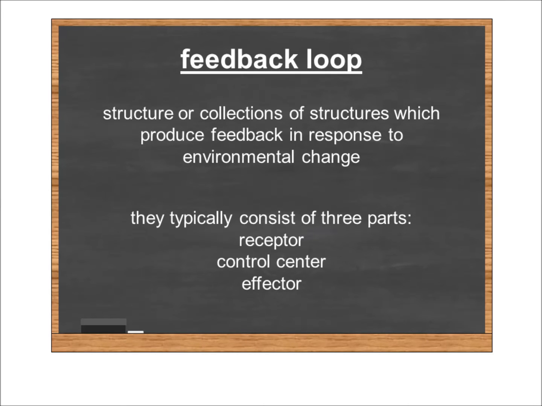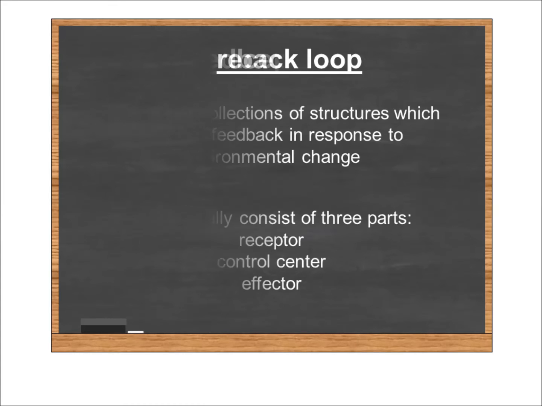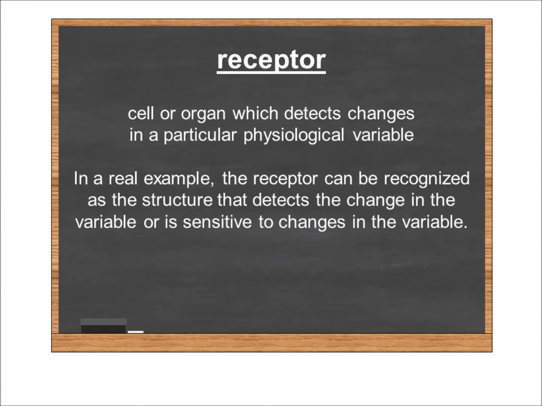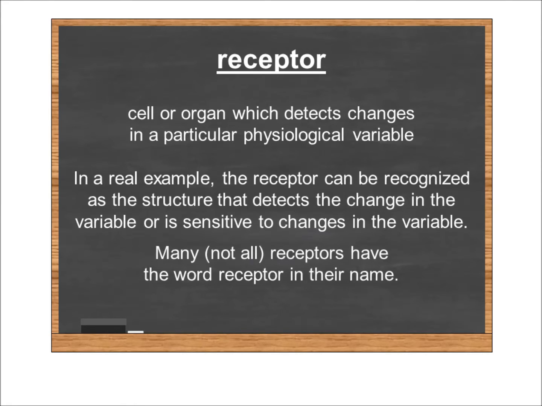So to define those terms a little more formally, the receptor is the cell or organ in the human body. Now we're moving away from the house. It's a cell or organ that detects changes in a particular physiological variable. And when you're encountering real feedback loops within the human body, you can recognize the receptor as a structure that detects a change, is sensitive to a change, or in a lot of cases, it's the structure whose name has the word receptor in it. Now, you can't rely on that all the time, but a very large number of the body's receptors do have the word receptor in their name, so don't overlook that.